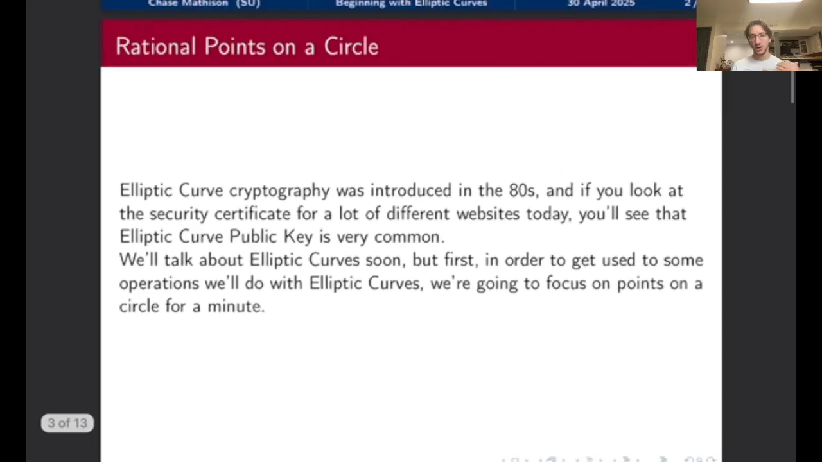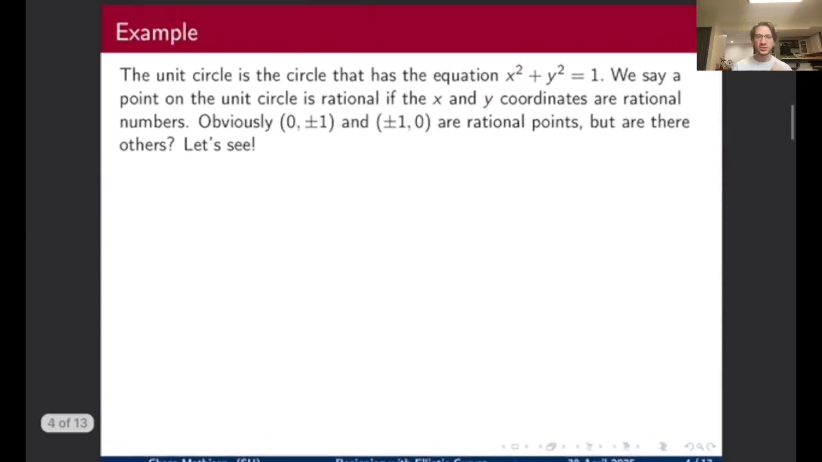So we're going to talk about elliptic curves soon, but there's a few things that I'm going to assert about elliptic curves that are a little easier to understand for a curve that you're really familiar with, and that's the circle. So let's talk about the unit circle for a second. The unit circle has an equation, x squared plus y squared equals 1. That's one way you can write out the equation of the unit circle.